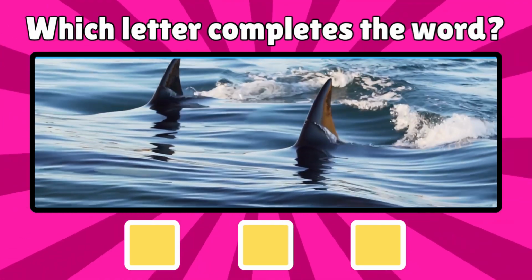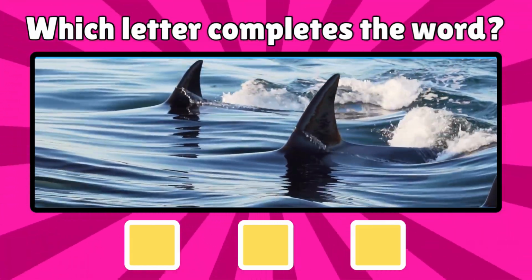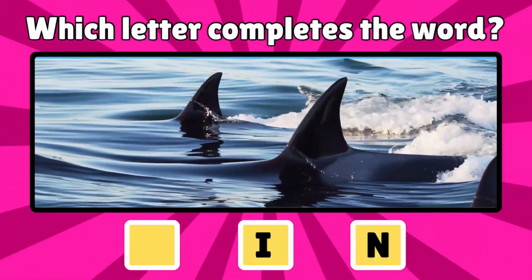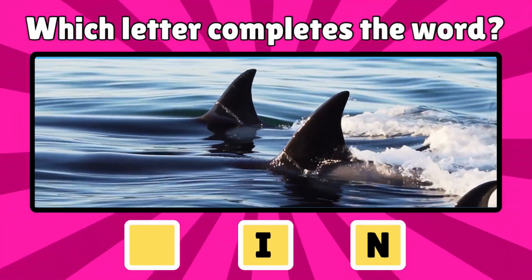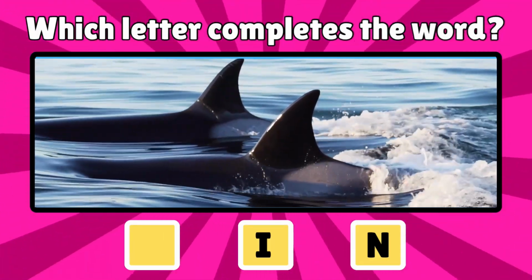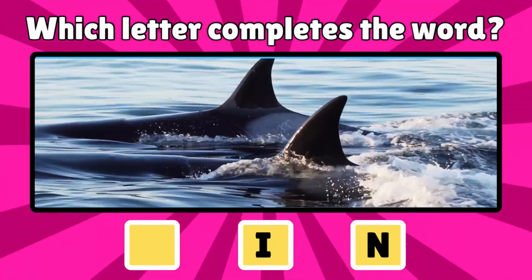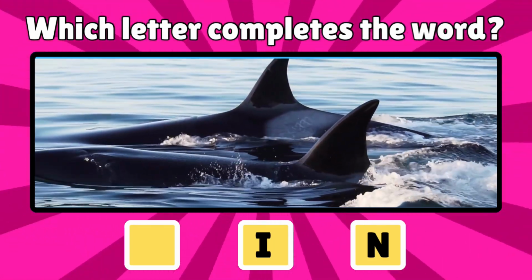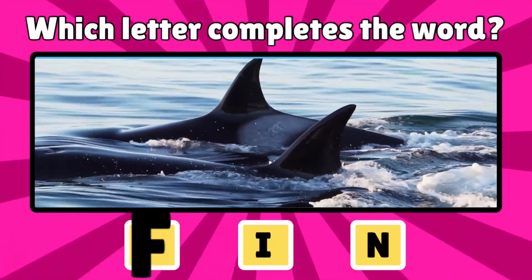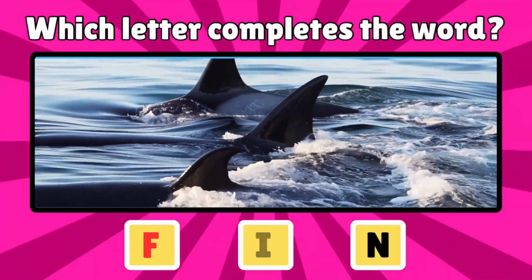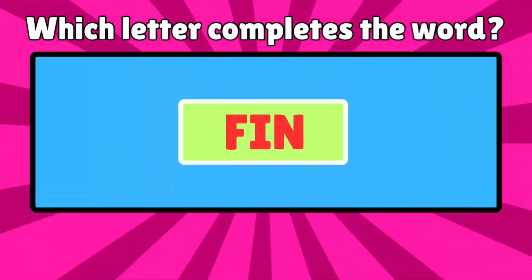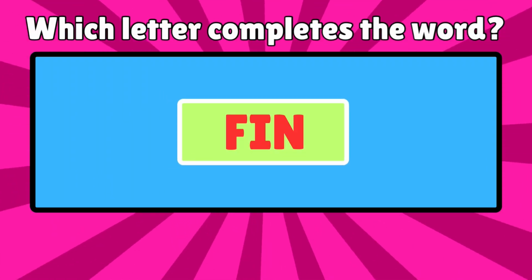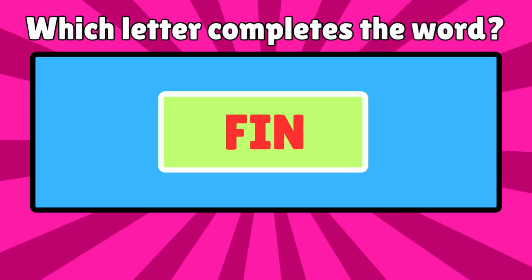Look at the picture. It is a fin. First letter is missing. I, N. Which letter completes the word? It is F, F-I-N. Fin. Can you say it again? F is for fin. Fin.